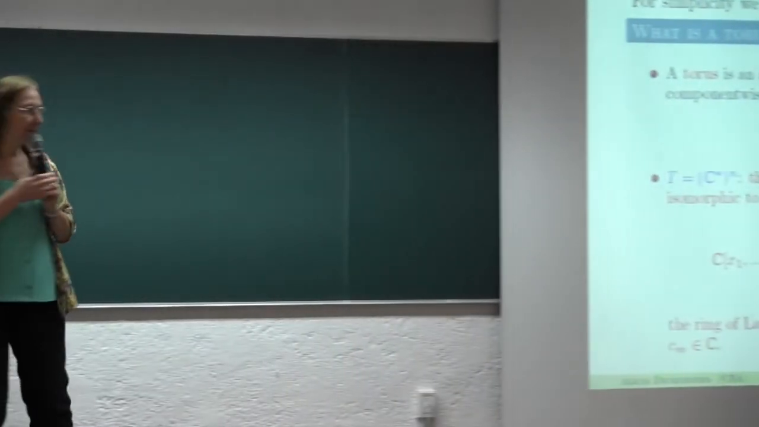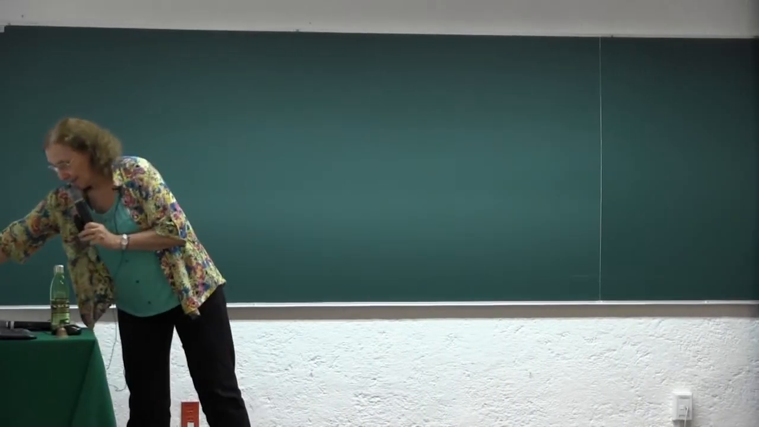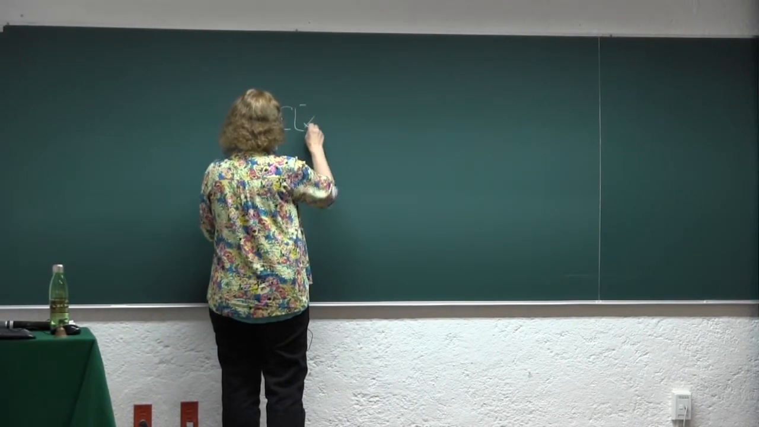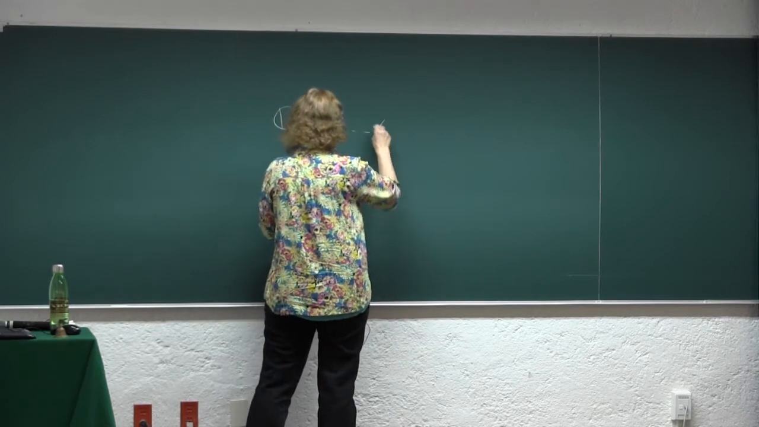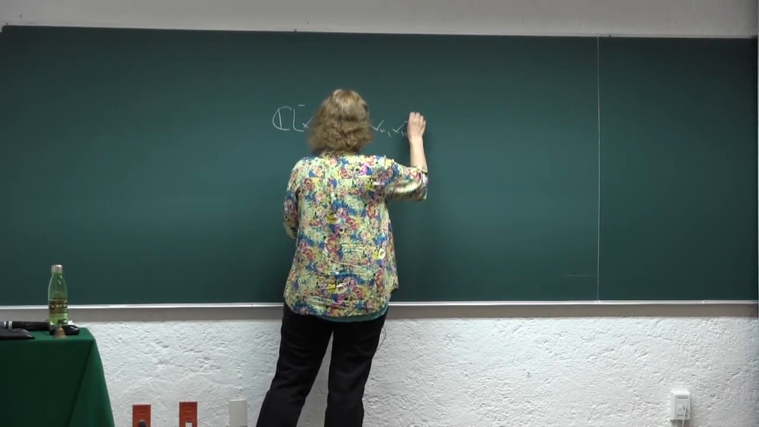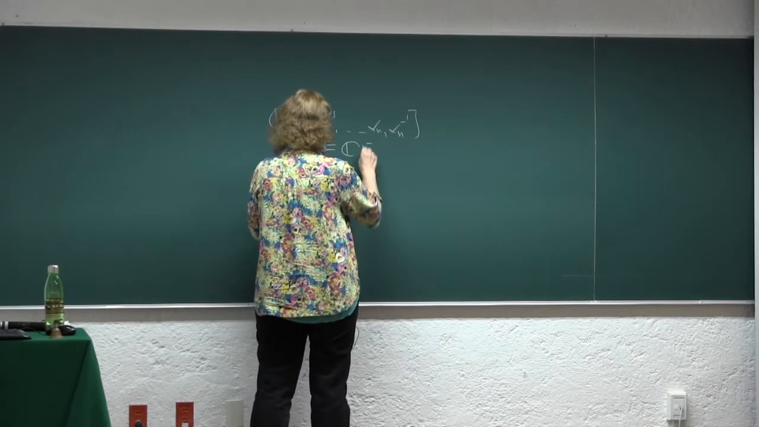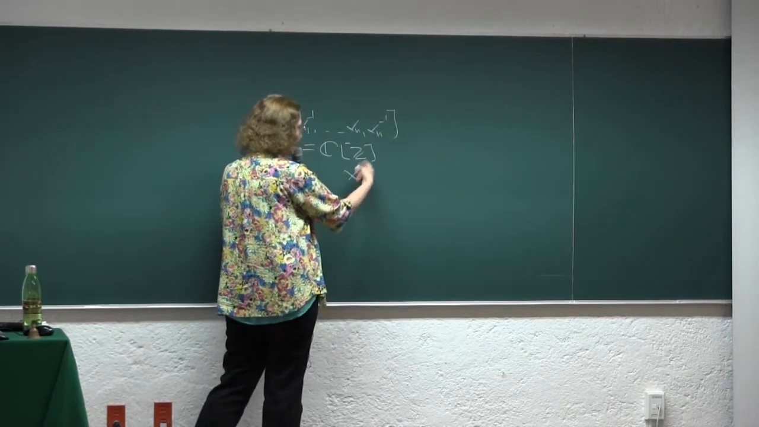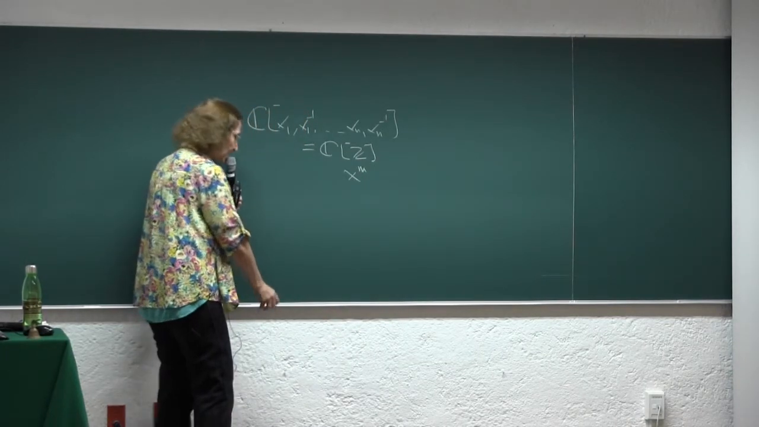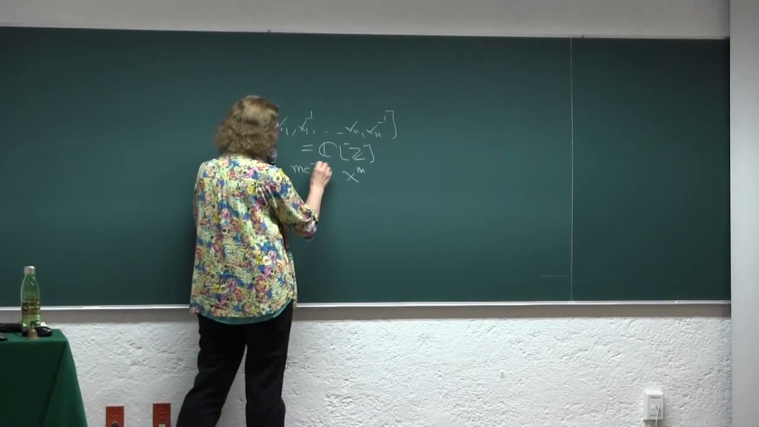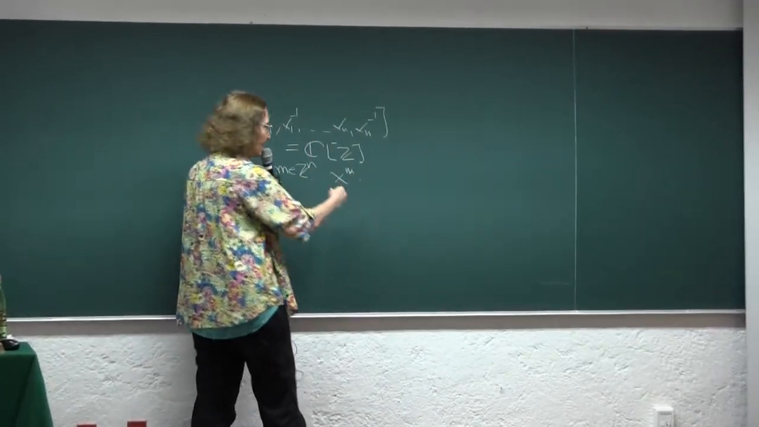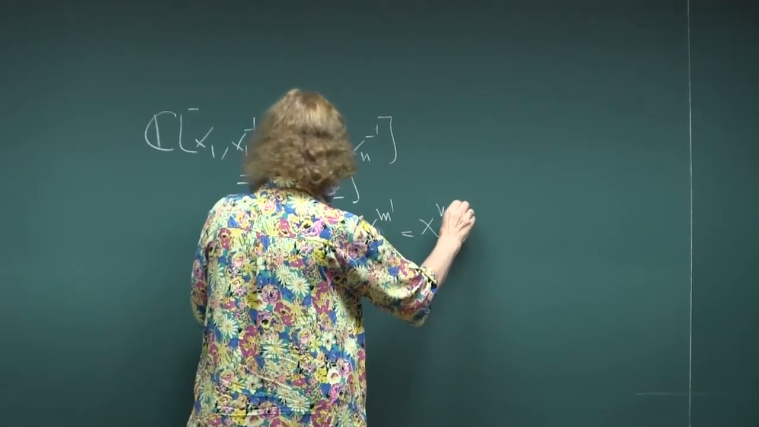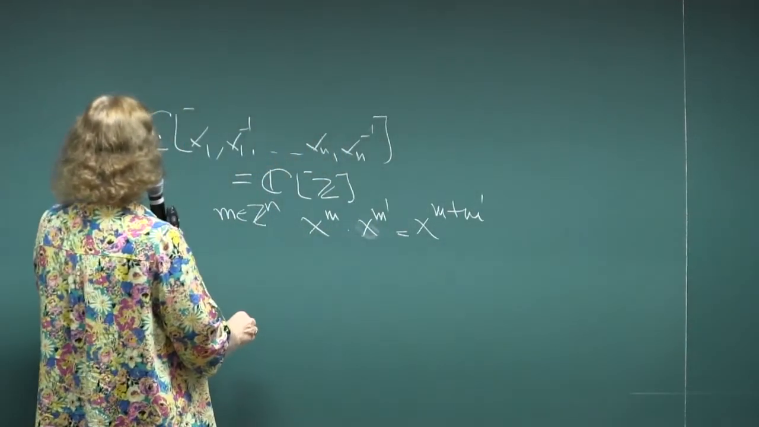And something that we will see probably in the next slide, is that this Laurent polynomial ring is what's called the semigroup ring of Z to the n. We have all the monomials, and this is the semigroup ring where m is in Z to the n. The addition is coordinate-wise, and the multiplication is like this.